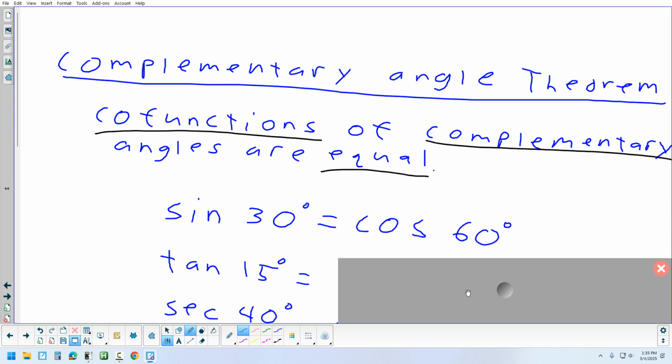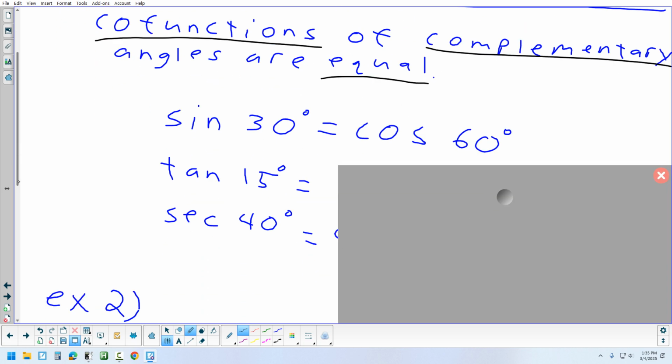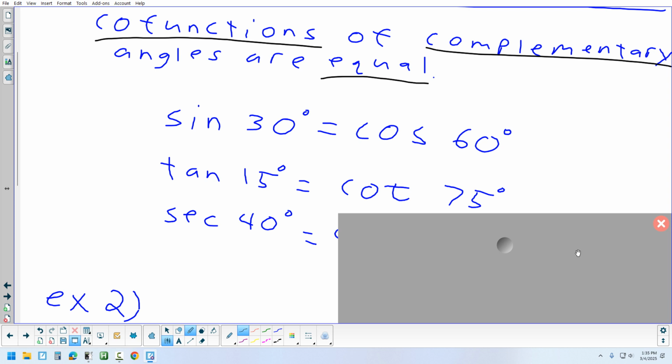What about the tangent of 15? The cotangent of 75. That would be the same as the cotangent of 75. Those are co-functions. How do you get the angle? Those are complementary. They have to add up to 90. Yeah, they add up to 90.